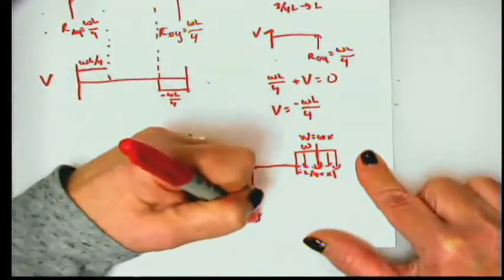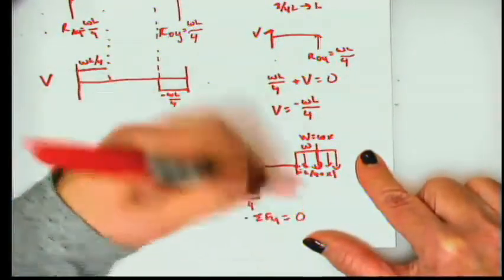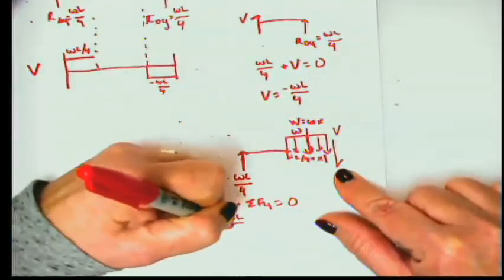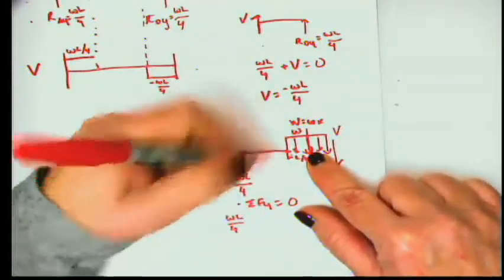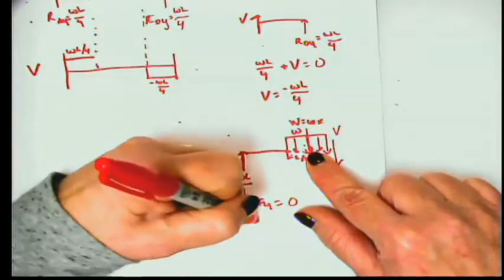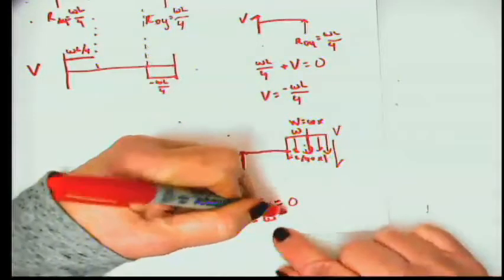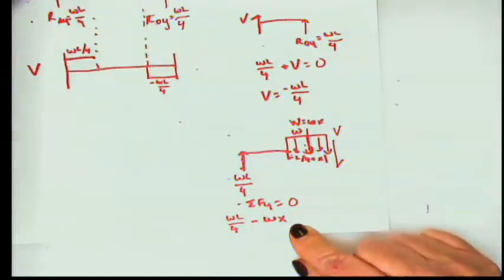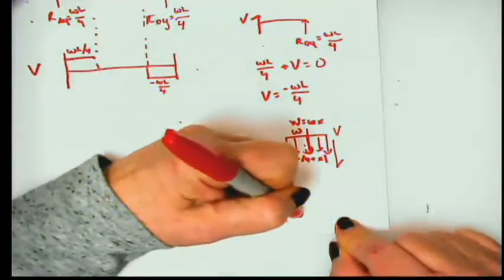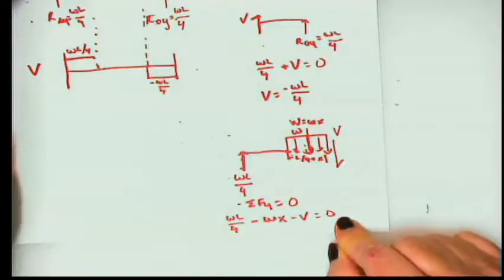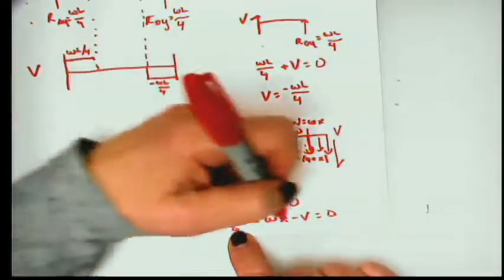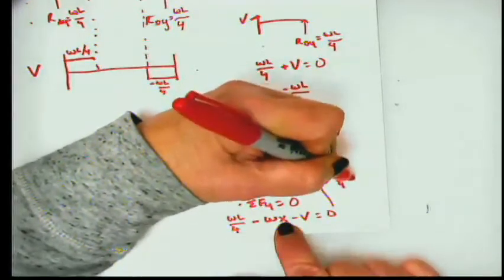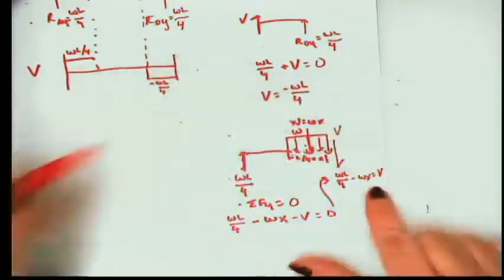So if I do a summation of forces in Y equals 0, and draw my V down like that, I get WL over 4. And this is up, this is down, minus W times X, starting here and going all the way across that load curve, minus V is equal to 0. So what I find then is that WL over 4 minus WX is equal to V.